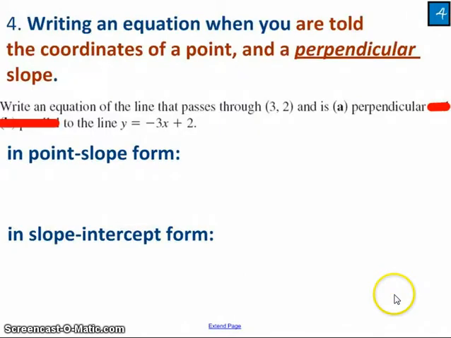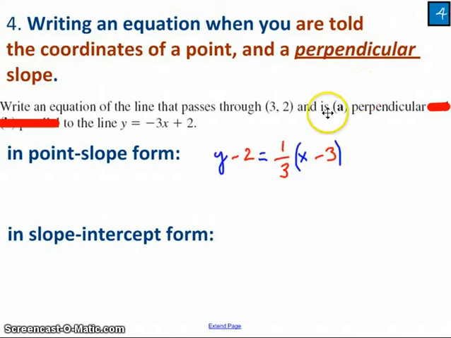Okay, stage 4 in the progress through this chapter. You've got to be able to work with situations where I give you a point and I tell you that your line goes through that point, but it's perpendicular to this line. Well, remember, we talked about this briefly in the past. A perpendicular slope is the negative reciprocal of what you had. So if the line that you're working from has a slope of -3, then your slope is going to be positive, and it's going to be the reciprocal, so it's going to be positive 1/3.